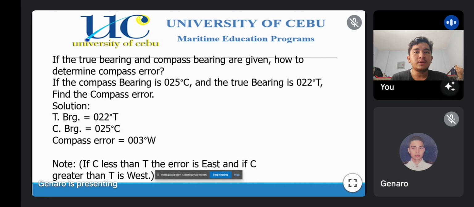So in here, for the example, if the compass bearing is 025 degrees and the true bearing is 022 degrees true, then find the compass error. So the true bearing would be 022 degrees, and the compass bearing would be 025 degrees. And we do have the compass error of 003 degrees west. So note, if compass bearing is less than true bearing, the error is east, and if compass bearing is greater than true bearing, it is west.